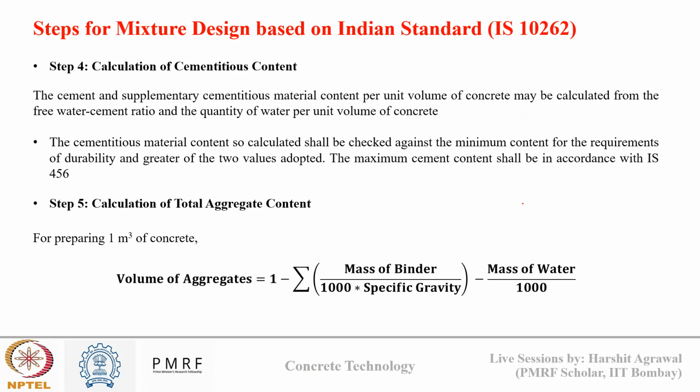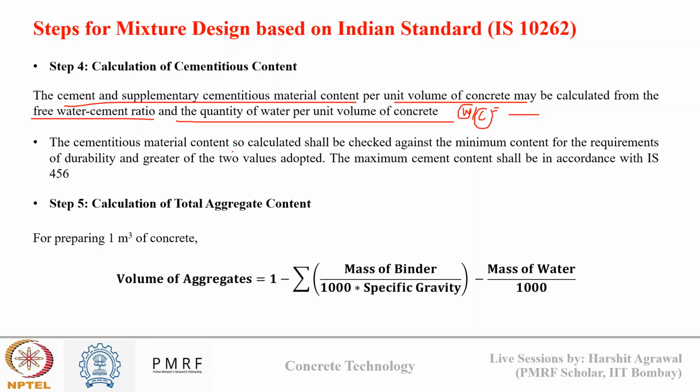Now, fourth step is the calculation of cement content. So the cement and the supplementary cementitious material per unit volume of concrete may be calculated from free water to cement ratio and the quantity of water used per unit volume of concrete. So we know W by C ratio, and we know the water content, so we can determine the cement content per meter cube of concrete.